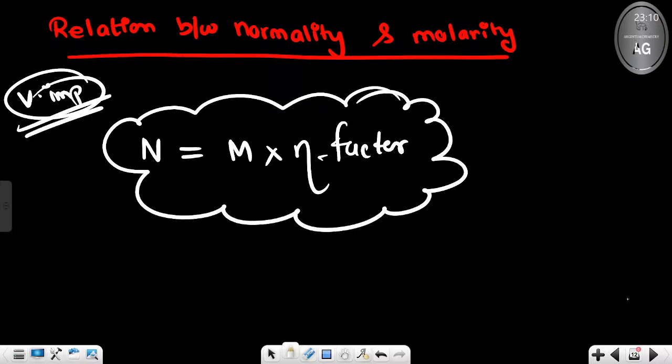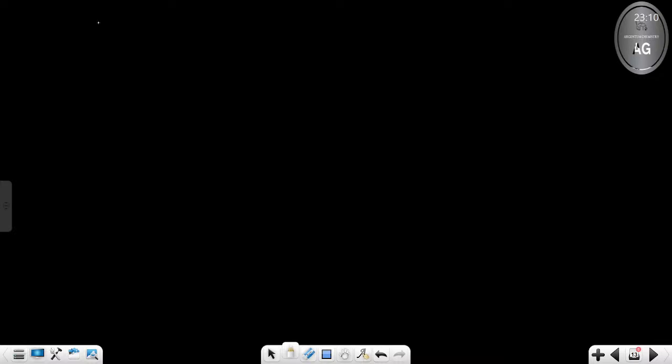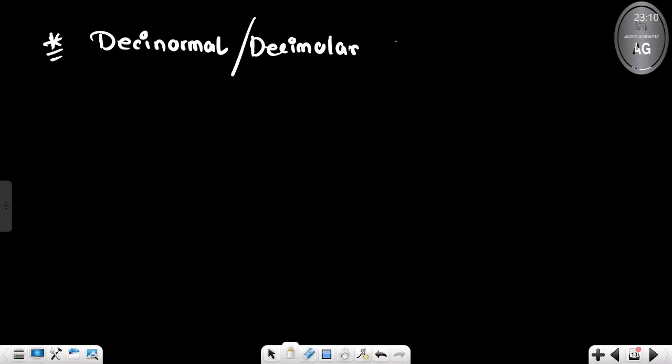Next, sometimes in the question paper you will find some terms. I'm writing some terms. Suppose you get a term called decinormal solution, or you get a decimolar solution, or you get a decimolal solution.